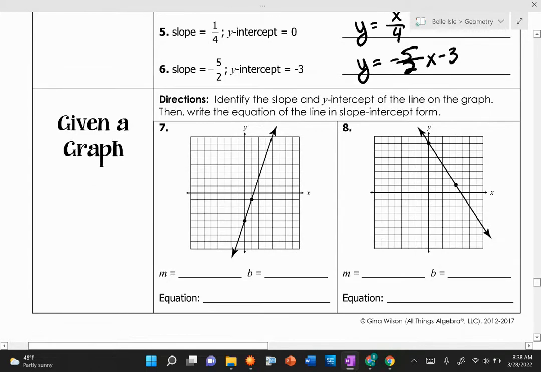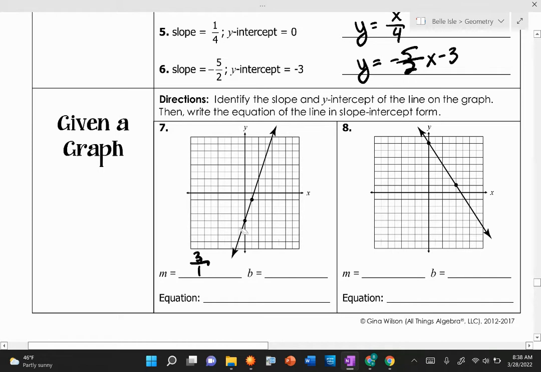Okay, there's that section. This next section is when you've been given a graph. The directions say identify the slope and y-intercept of the line on the graph, then write the equation of the line in slope-intercept form. You're going to be identifying the slope just like we did the last lesson or two, just using the line. So I'm going to go 1, 2, 3. That's my rise over 1, which is my run.